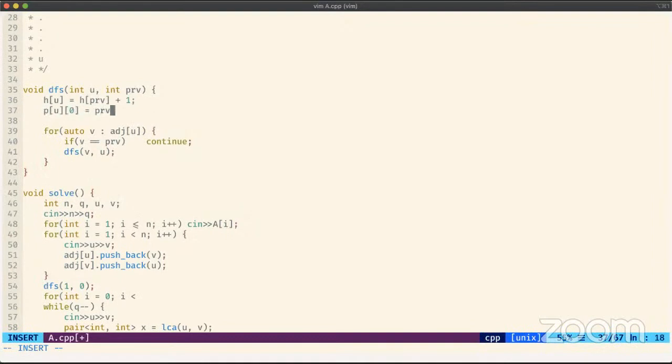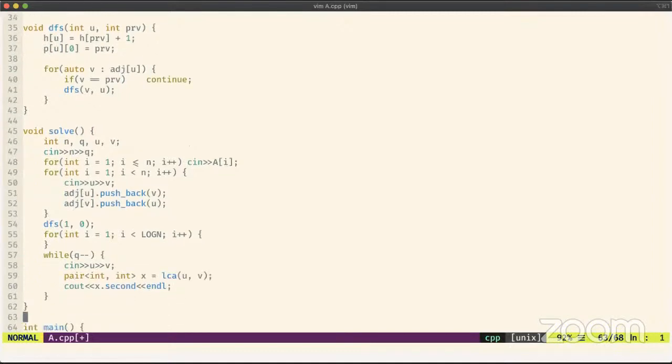PU0 equal pref. Now this is the height variable, which is going to loop. After the DFS, I'm doing this. So once the DFS is done, we only have the immediate parents. We only have this thing, PU0. That's it. We don't have anything else.